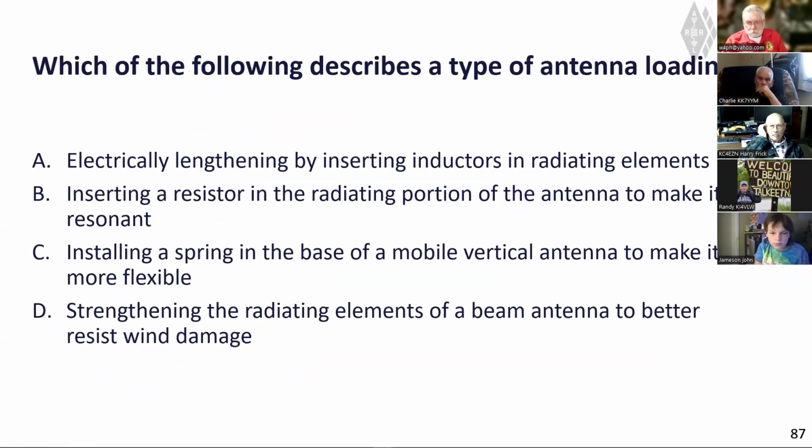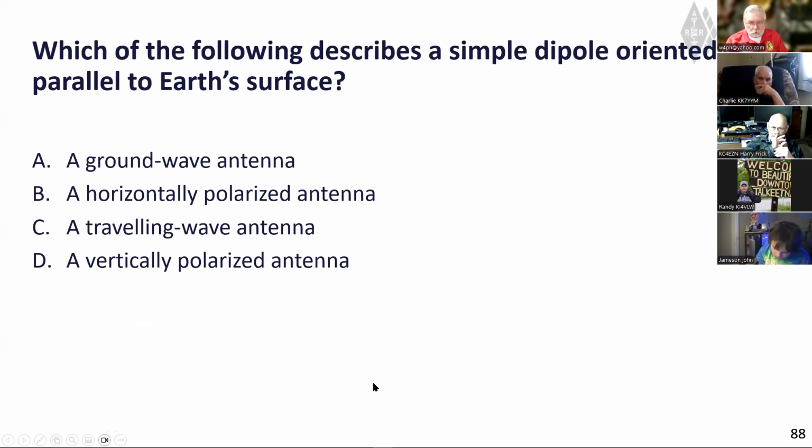Practical questions. Which of the following describes a type of antenna loading? A. Electrically lengthening by inserting inductors in radiating elements. Putting a coil in your radiating element.